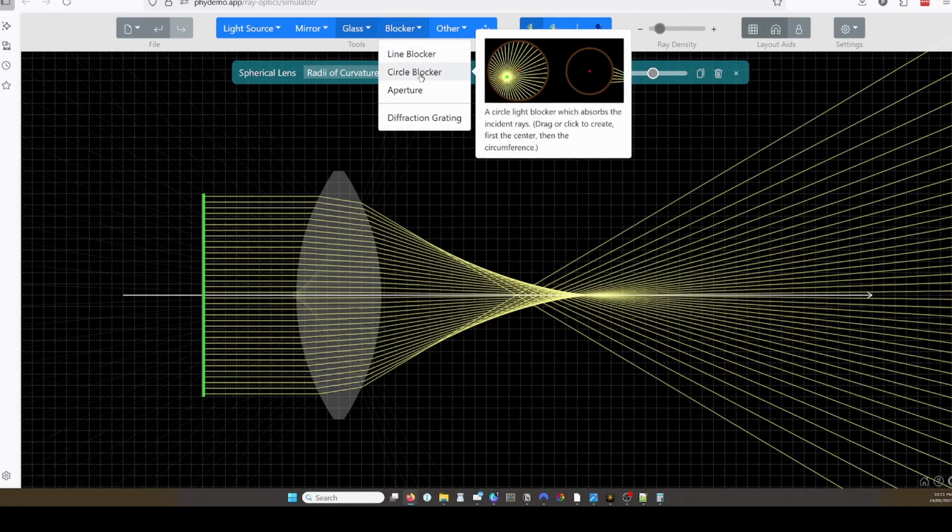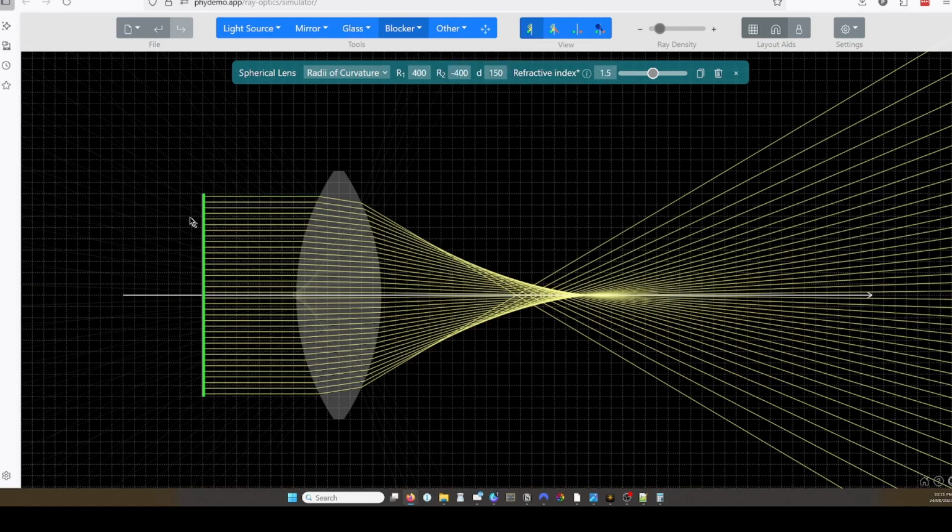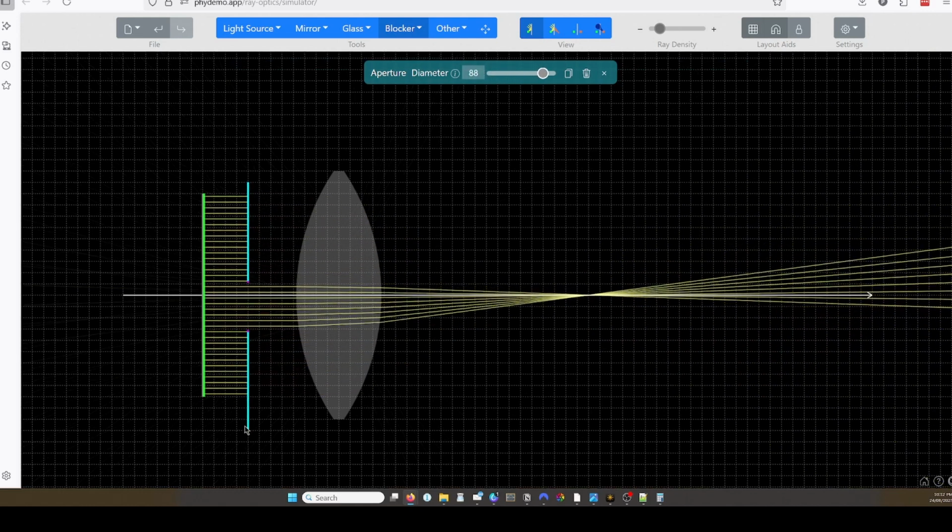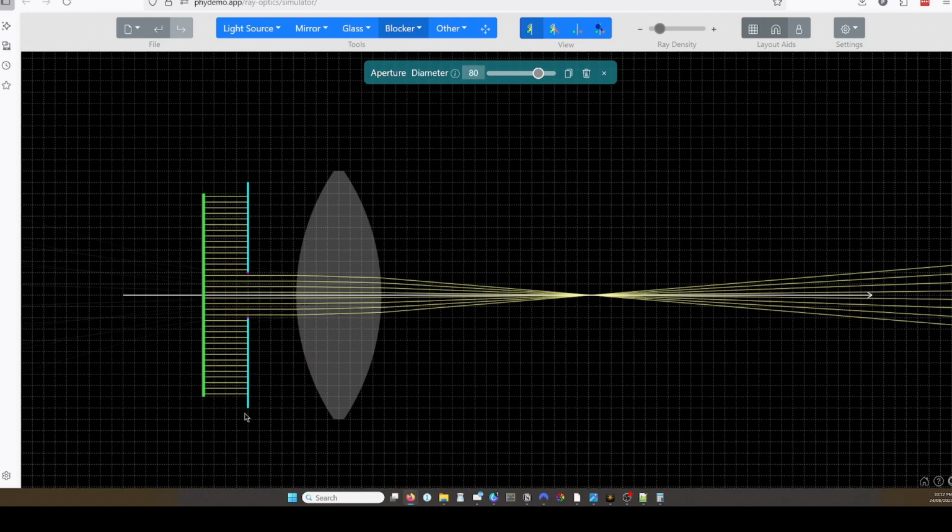We can reduce it if we place a stop in front of the lens like this. Then we see that rays of light close to the center of the lens do focus to the point. But the problem with using a stop is that less light gets through. It's called a stop because it's stopping light. Now, all the stop consists of is a disc or a rectangle or a piece of metal or cardboard with a circular hole in it.